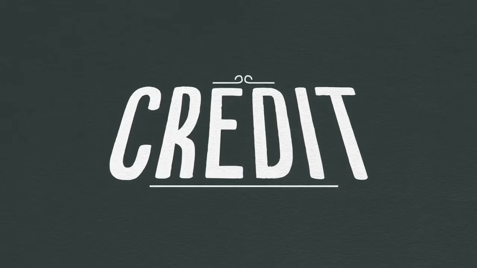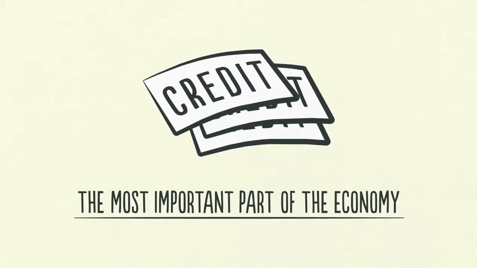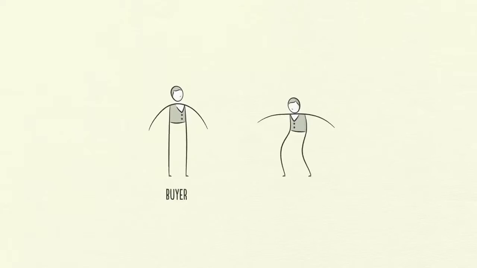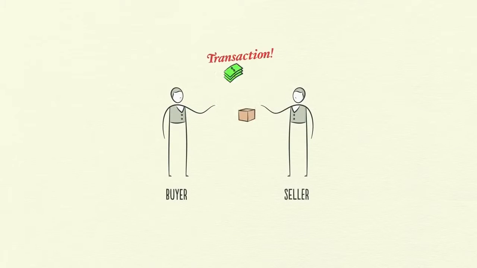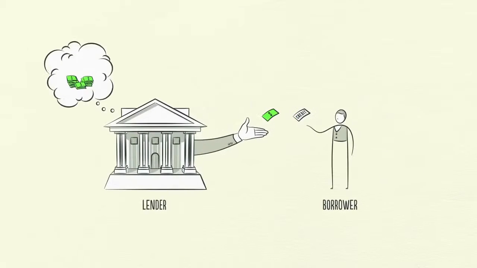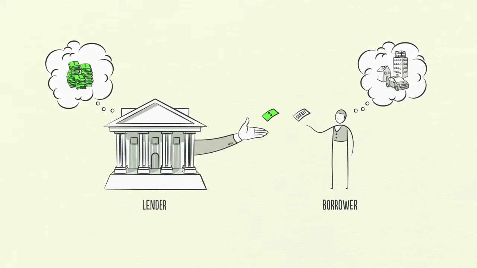I want you to pay attention to credit. Credit is the most important part of the economy and probably the least understood. It's the most important part because it's the biggest and most volatile part. Just like buyers and sellers go to the market to make transactions, so do lenders and borrowers. Lenders usually want to make their money into more money, and borrowers usually want to buy something they can't afford, like a house or a car, or they want to invest in something like starting a business. Credit can help both lenders and borrowers get what they want.